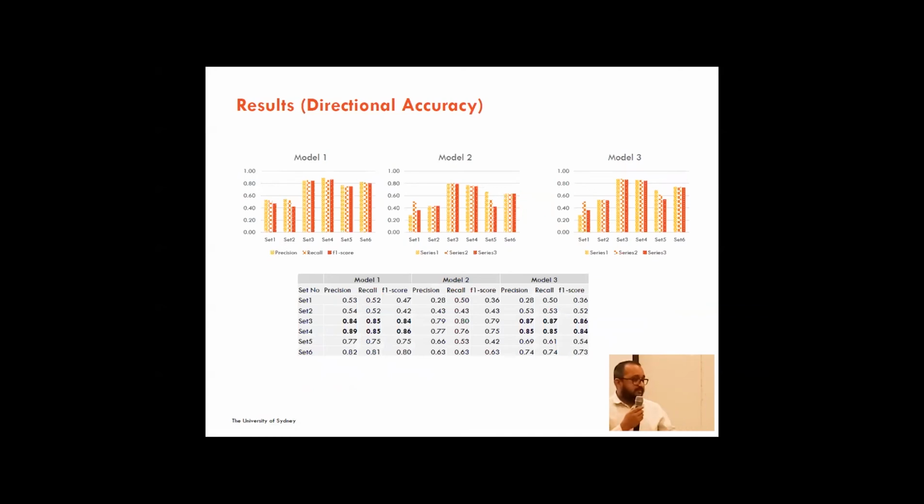So this is the result again in a tabular format. You can see that return and log return produce almost similar results. But model 1 works better with the log return, whereas model 3 works better with the return values, the raw return values.